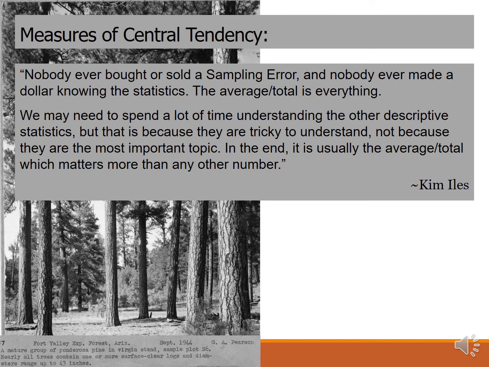Although we will spend a lot of time understanding measures like the standard deviation, it is important to remember nobody ever bought or sold a sampling error, and nobody ever made a dollar knowing the statistics. The average or total of something is everything. We may need to spend a lot of time understanding these other descriptive statistics, but that is because they are trickier to understand, not because they are the most important topic. In the end, it is usually the average or total which matters more than any other number.